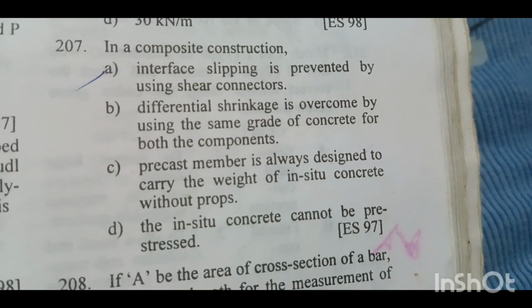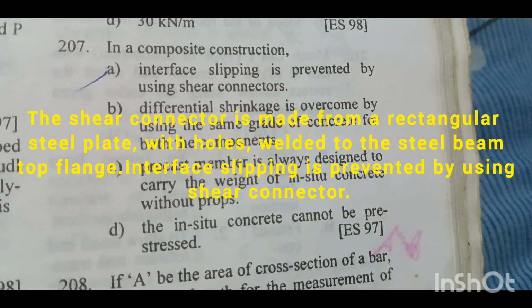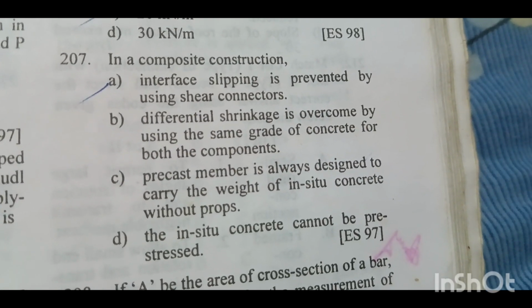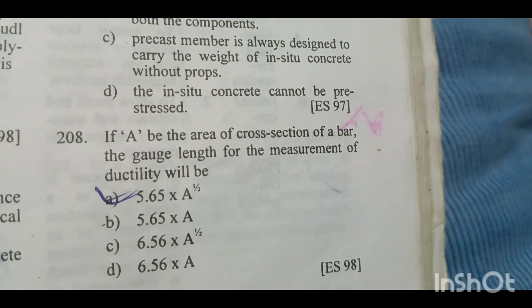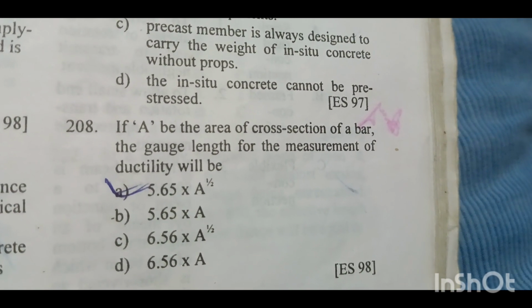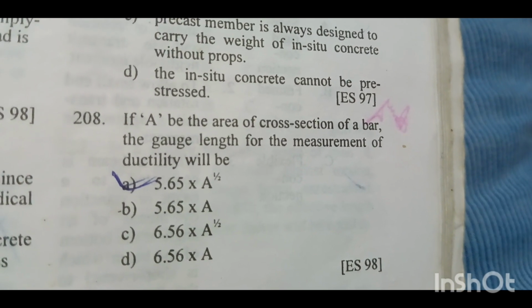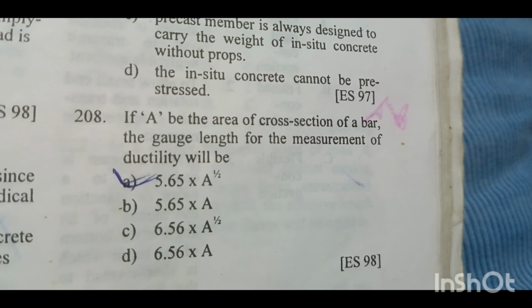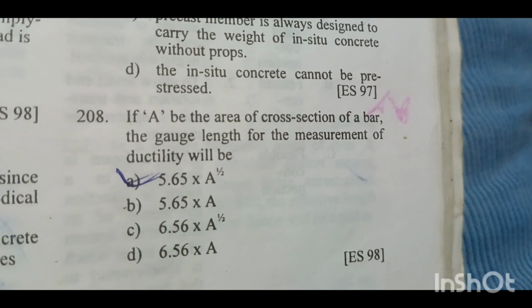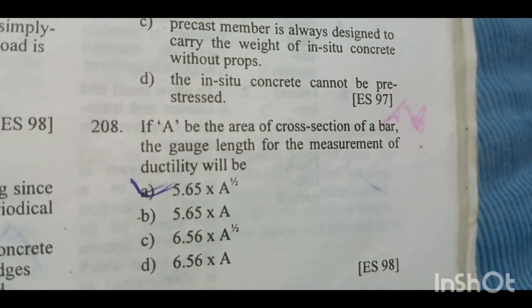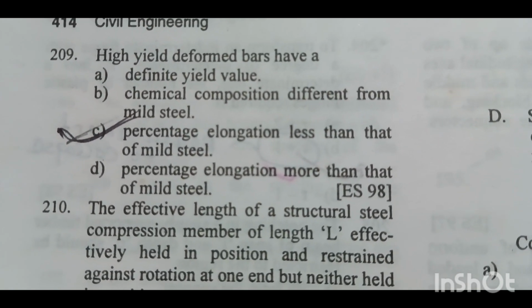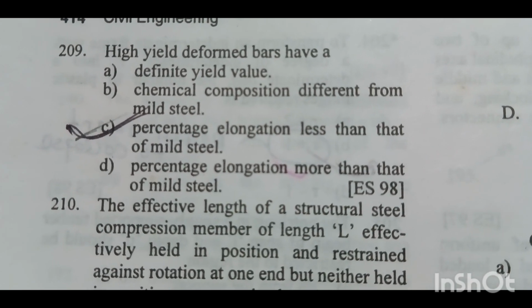Question number 207. In a composite construction, interface slipping is prevented by using shear connectors. Option A is the right answer. Question number 208. If capital A be the area of cross section of a bar, the gauge length for measurement of the ductility will be 5.65 into root over A. Option A is the right answer. In a tensile test on a bar, gauge length means the length over which extension is measured. Question number 209. High yield deformed bars have a percentage elongation less than that of mild steel. Option C is the right answer.